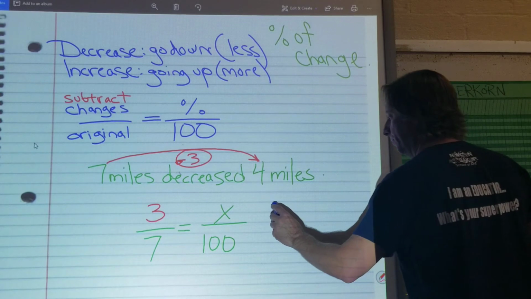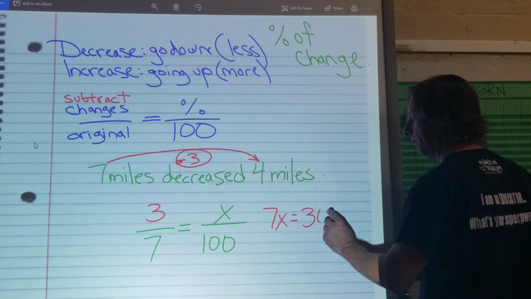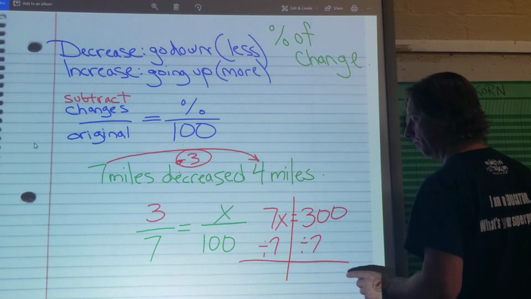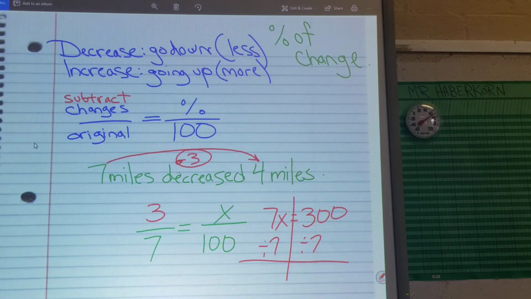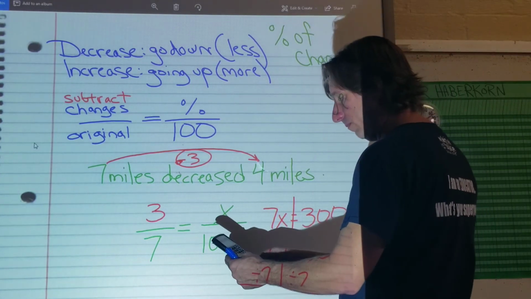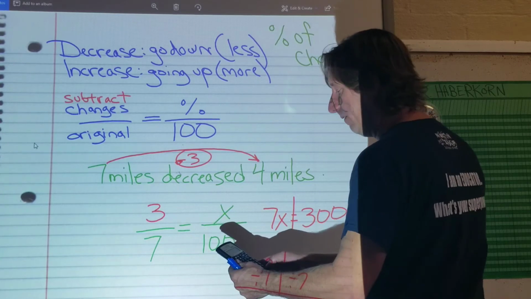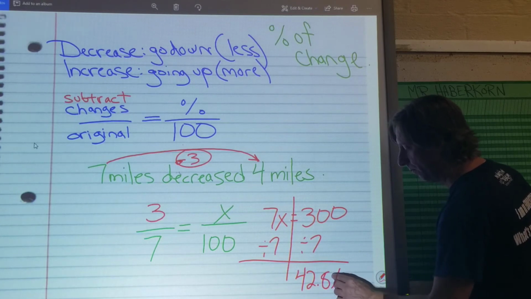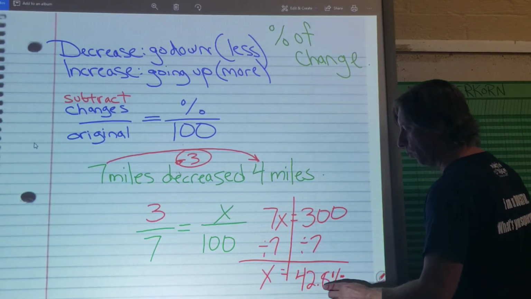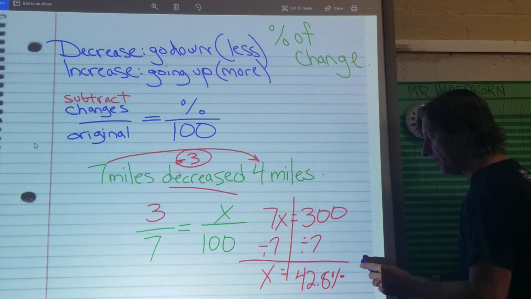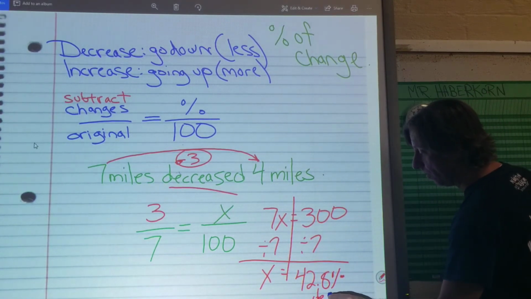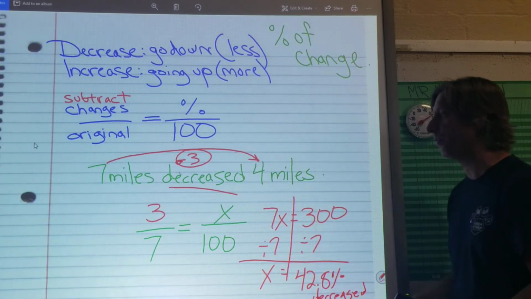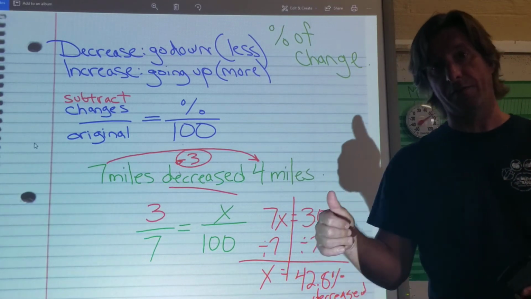Cross multiply and solve it. 7x equals 300. Divide by 7. I'm going to use my handy dandy calculator, because I'm lazy. 42.8 about. So it's a 42.8% decrease, right? Means it went down. So Mr. Habercorn was 42.8% lazier the second week than the first week.